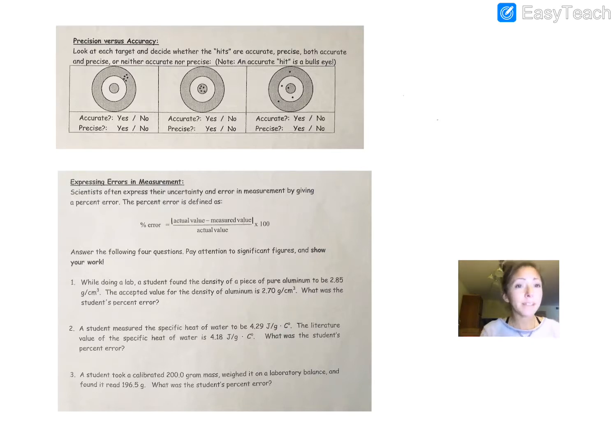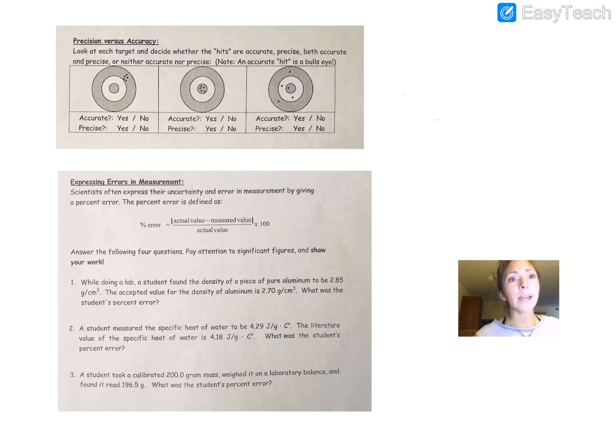Okay guys, today's video is on performing one type of calculation, and then the other is going to be talking about how precision and accuracy differ. So both of these that we're going to cover are ways that you can describe or analyze data. For the first one, we're going to go up here to what looks like a bullseye or a dartboard. It says, look at each target and decide whether the hits are accurate, precise, both accurate and precise, or neither.